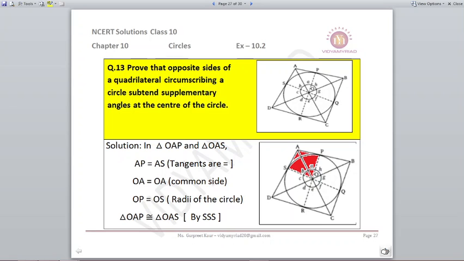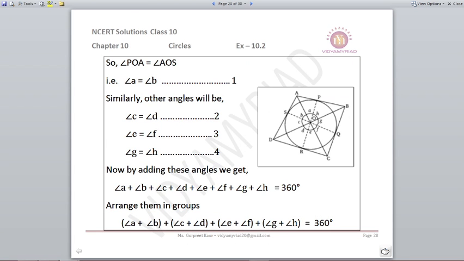So by SSS, the triangles are congruent. So we can say that internal angle A is equal to internal angle B. Let it be equation number 1. Similarly, all the other angles will also be equal. C will be equal to D, E will be equal to F, and G will be equal to H.